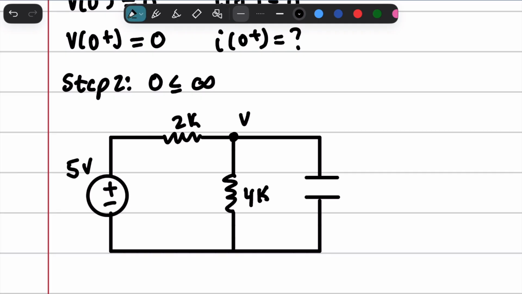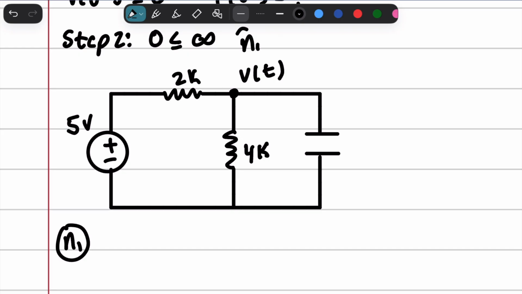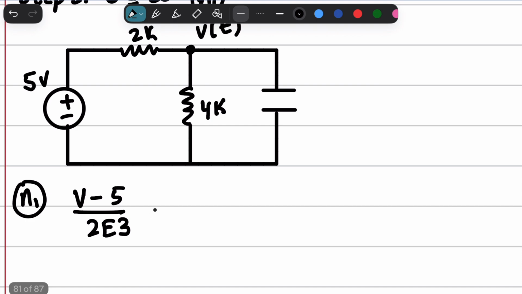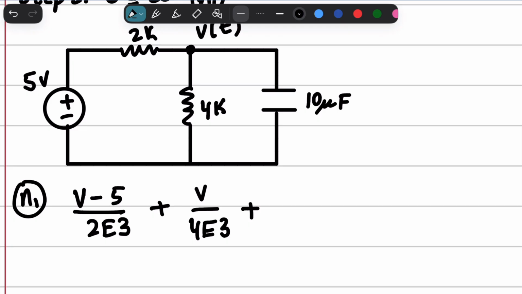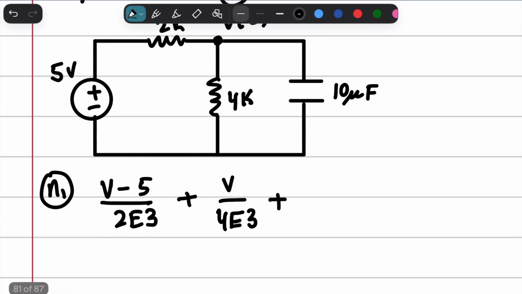So we're trying to find voltage. The simplest way to do this is just a nodal analysis. So at node 1, we have V minus 5 over 2K, which I'll write as 2 times 10 to the 3, plus V over 4E3, plus, and we've got our 10 microfarads right here. I believe it said microfarads. Yes, microfarads. And that's just going to be 10E negative 6 V prime equals 0.